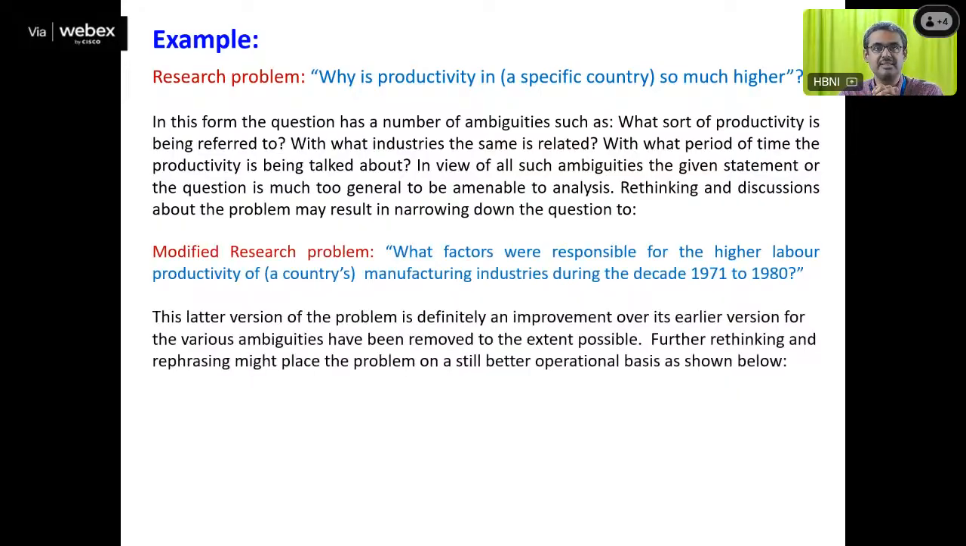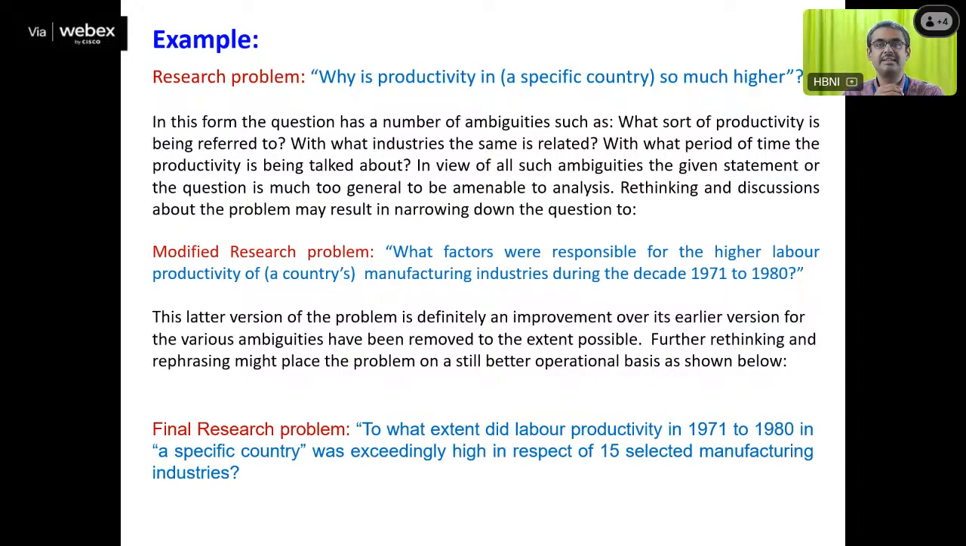So what is your modified research problem? What factors were responsible for the higher level of productivity of the country's manufacturing industries during the decade 71 to 80? The latter version of the problem is definitely an improvement over its earlier version, as the various ambiguities have been removed to the highest extent possible. Further rethinking and rephrasing might place the problem on a still better operational basis, as shown below. To what extent was labor productivity in 71 to 80 in a specific country exceedingly high with respect to 15 selected manufacturing industries?